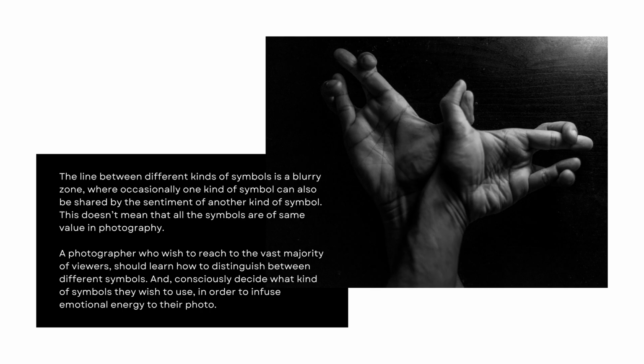The distinction between these symbols is not as simple as saying, this is that symbol, this is a personal symbol. Sometimes one symbol can be personal, universal, and sociocultural. Sometimes one symbol can be just personal. Sometimes one symbol can be just universal. This has to be studied by you as a photographer. You go looking at different photos and start classifying different elements used in those photos as personal, universal, and sociocultural.